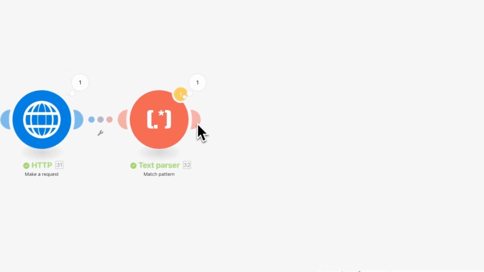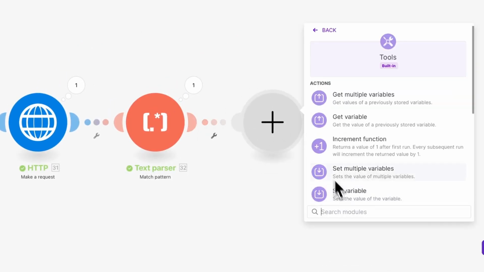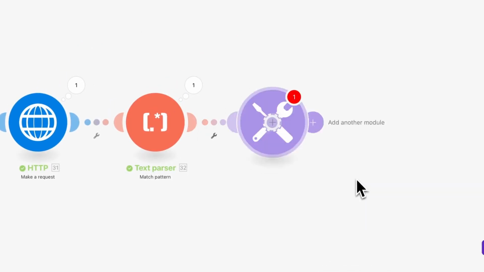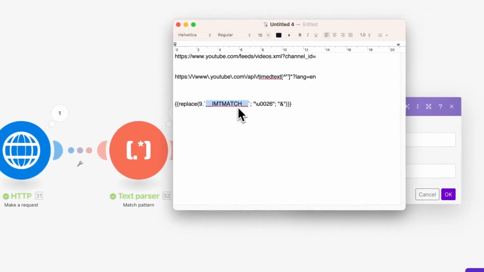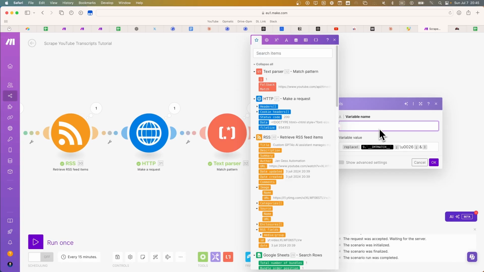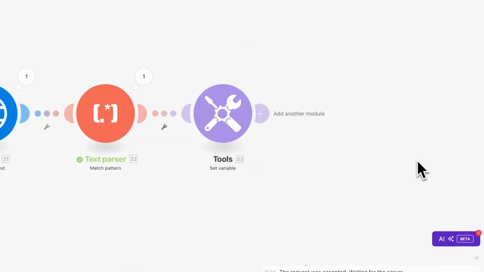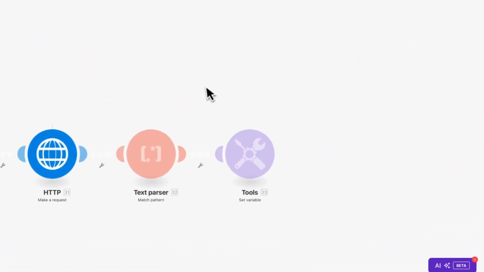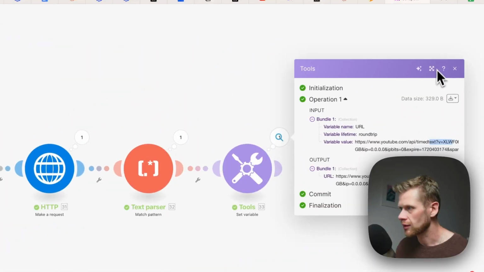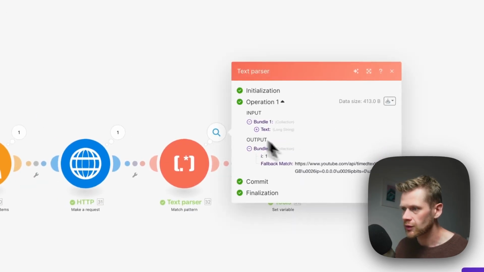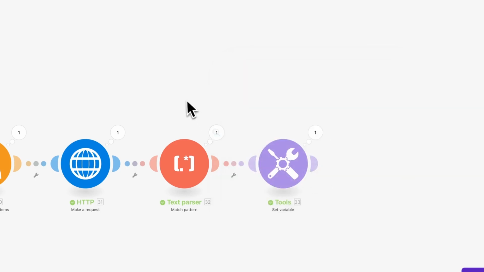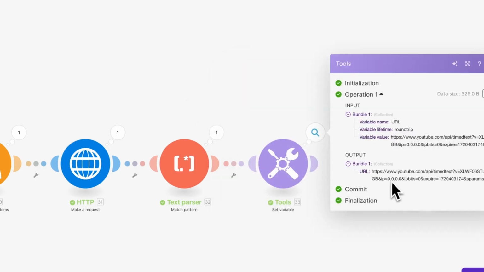So I'm going to select a tools module and select set a variable. I'm going to copy this text in here, and I'll just call this URL. I'll select the right module and run the automation once again. Let's see what happens. Let me make this a little bit bigger. As you can see in this output, there is this \u0026, and that's what we need to replace with the ampersand symbol.